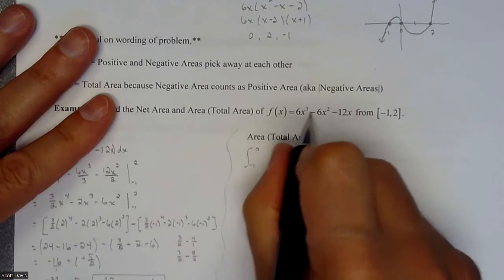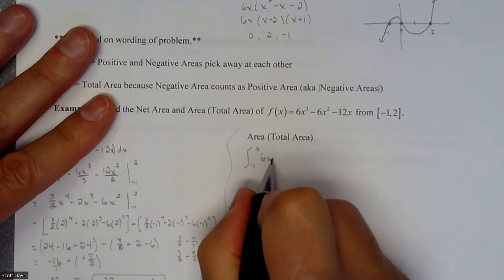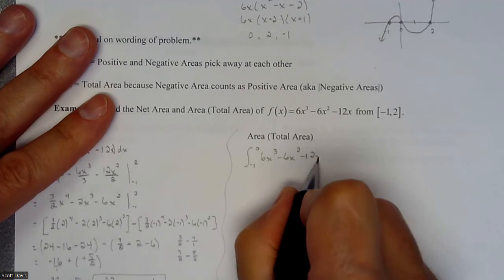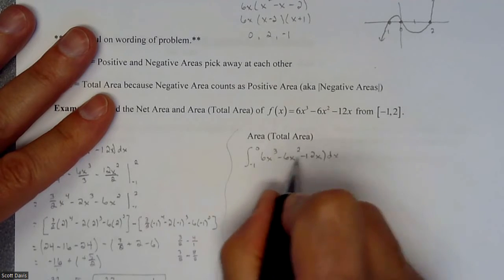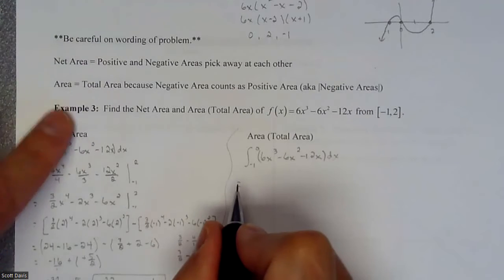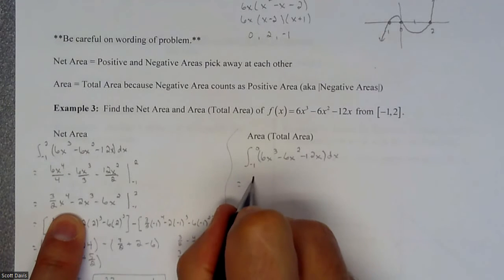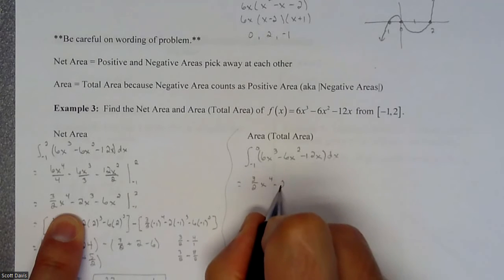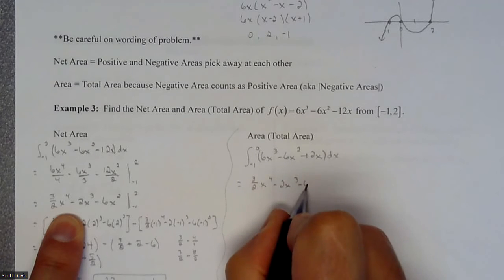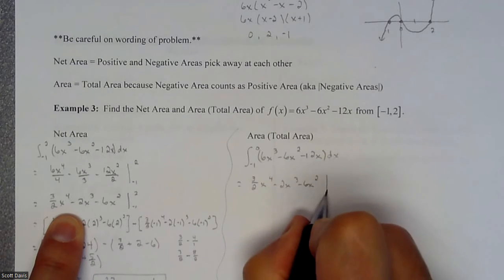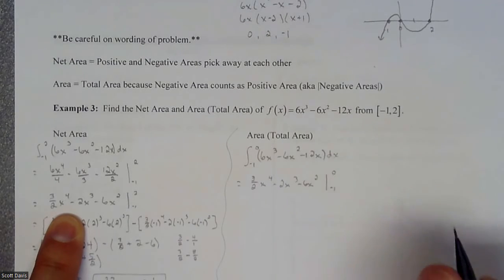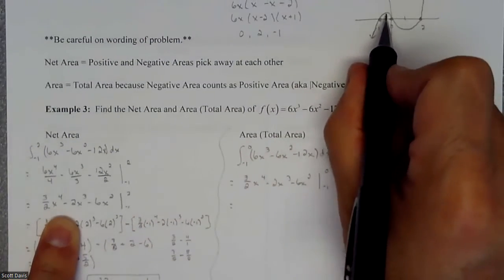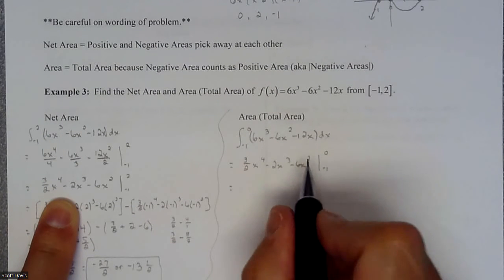All right, and then our equation here is 6x to the third minus 6x squared minus 12x. But we've already done that antiderivative. And so that turns into this one cleaned up: 3/2 x to the fourth minus 2x to the third minus 6x squared. And we're going to go from -1 to 0. Right? So if I find that area, that should be my positive area. So when I do the math here, it should be a positive.